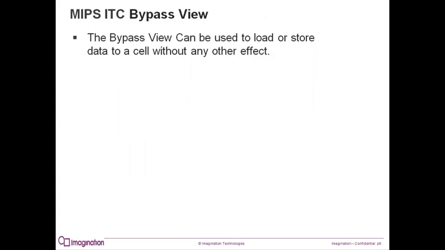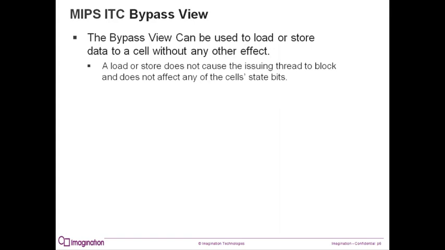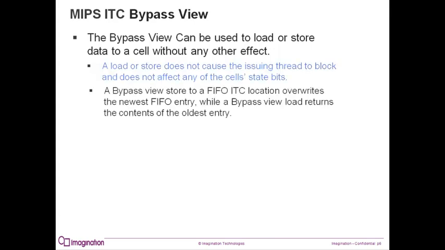The bypass view is used to bypass the normal operations of the cell. Loads or stores do not cause the issuing thread to block, and the cell's state bits stored in the cell's tags do not change. For a FIFO type cell, a bypass store overwrites the newest FIFO entry and a load returns the oldest entry. You would use this view to set the initial data values for the cell.